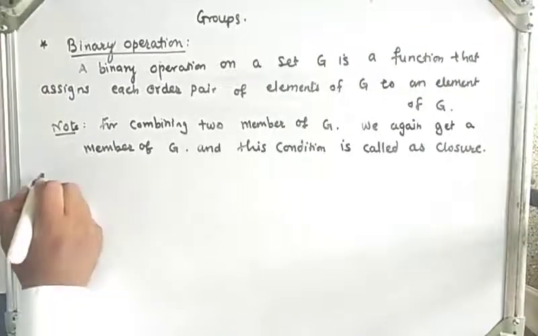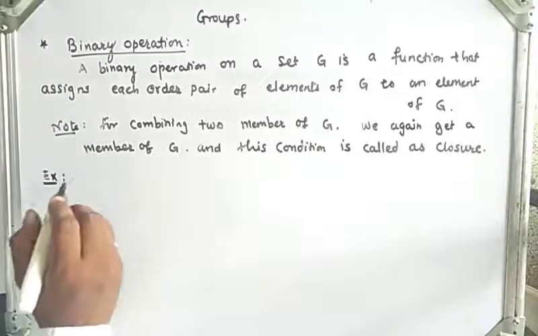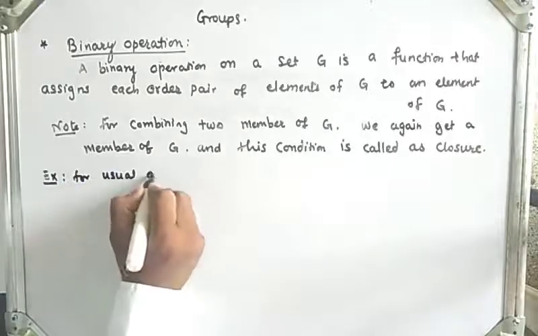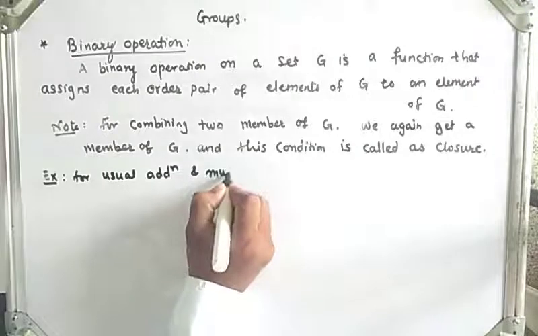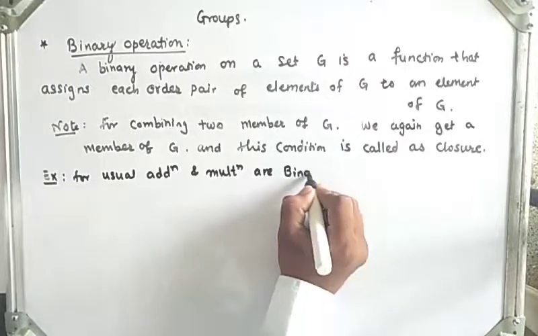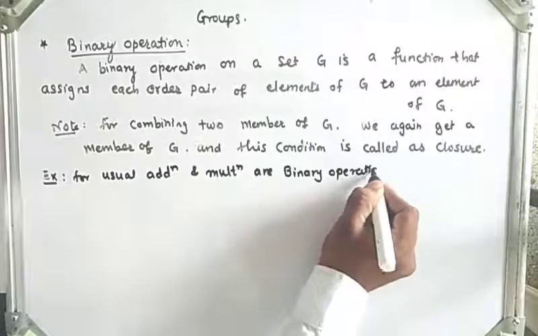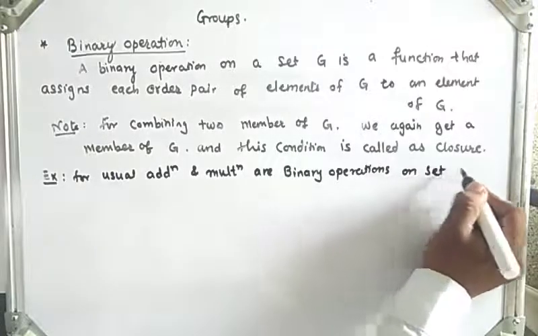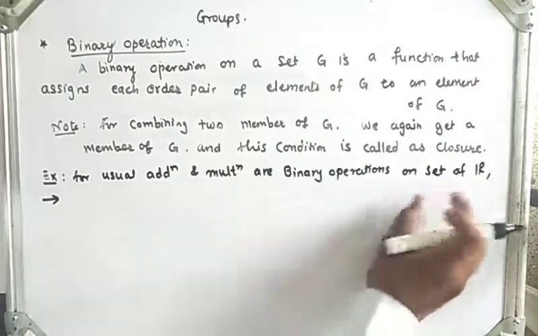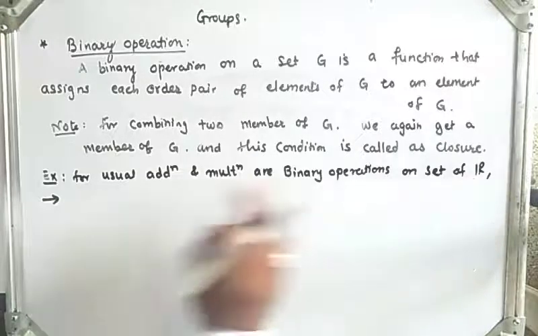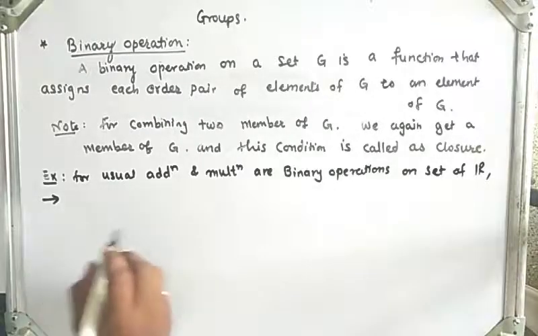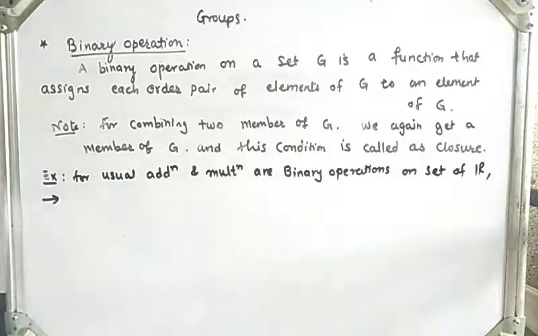For example, the usual addition and multiplication are binary operations on the set of real numbers. So if I take any two elements of real numbers and the operation is addition or multiplication, then the new element is again in the real numbers R. So addition and multiplication are binary operations on real numbers.